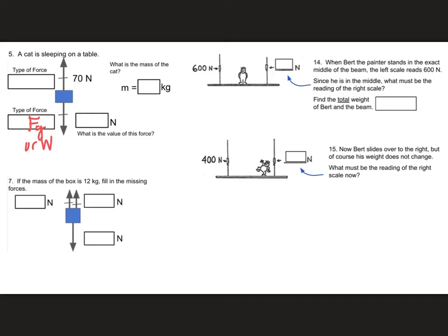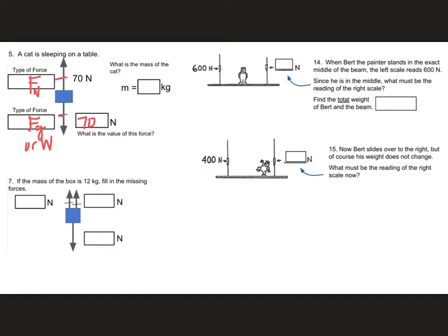And then because the cat is on a table, the table pushes up with normal force pointing up. The cat's not moving, sleeping, and so the forces should be balanced, and they do show to be balanced in here. They have the tick marks. So if there's 70 newtons up, there must also be 70 newtons down.